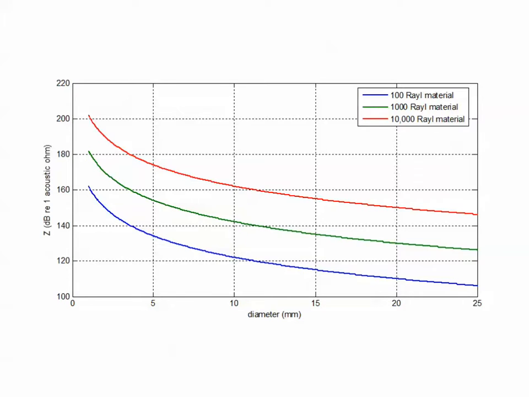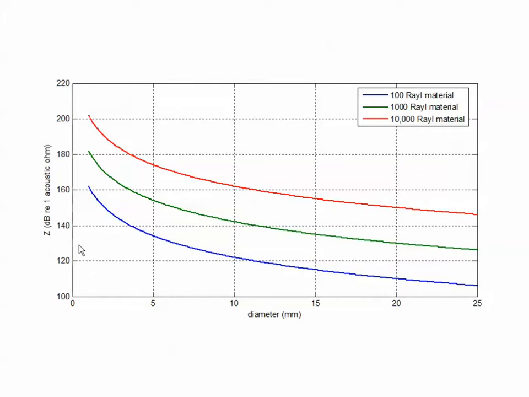This graph gives you an idea of how the impedance of some material can vary as its diameter is increased. Here we have a material with a nominal resistance of 100 rayls. Now, its effective impedance is plotted in dB relative to 1 acoustic ohm for diameters from 1 millimeter to 25 millimeters. You can see that there's almost a 60 dB difference in the impedance across this range.